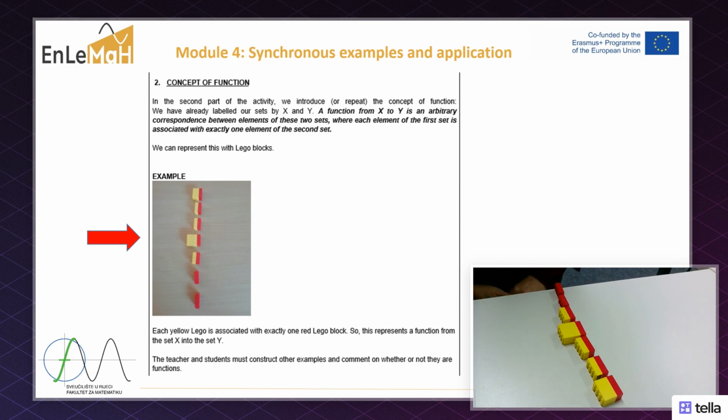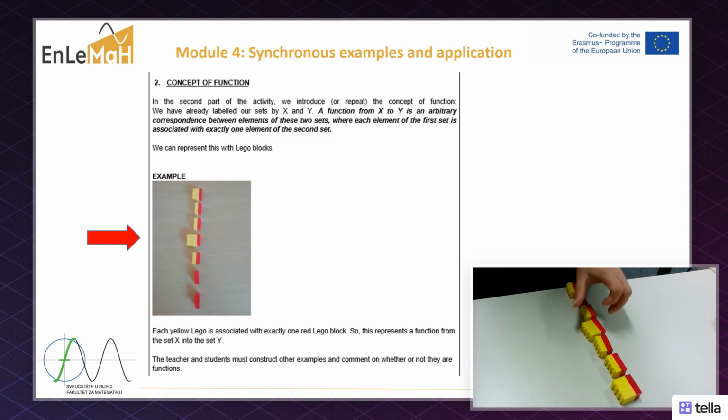But is this really a function? Here we can notice that each yellow block is associated with exactly one red Lego block. So this is a function. Is this at the same time a function from the set Y, which is the set of red Lego blocks, to set X, which is the set of yellow Lego blocks?